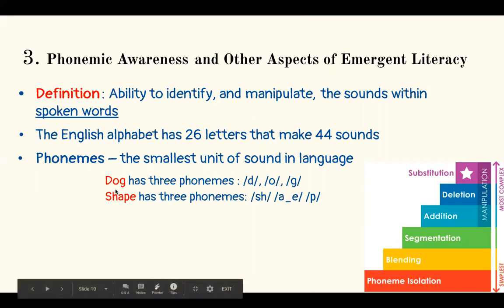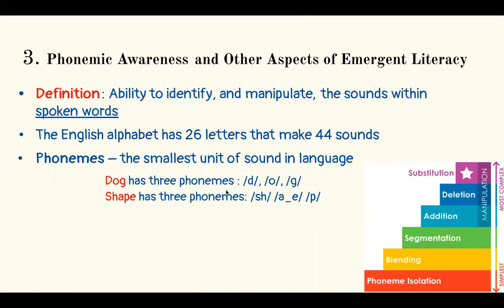So for instance, the word dog, it has 3 letters, but it also has 3 phonemes, because when we're breaking down the sounds of dog, we know that it starts with D. The medial sound is ah, and the ending sound is g.